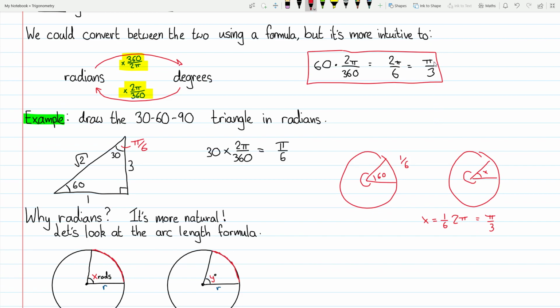So our method checks out. We have the same radian measurement, so this is pi over 3. And that gives us our 30, 60, 90 triangle in terms of radians.